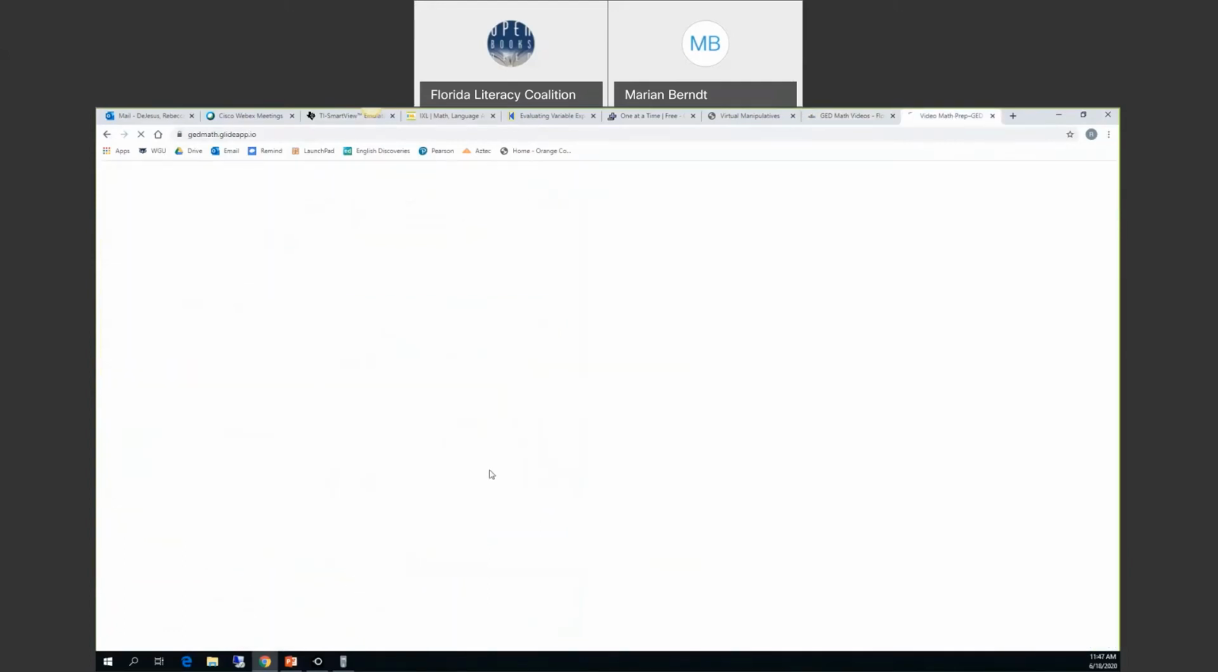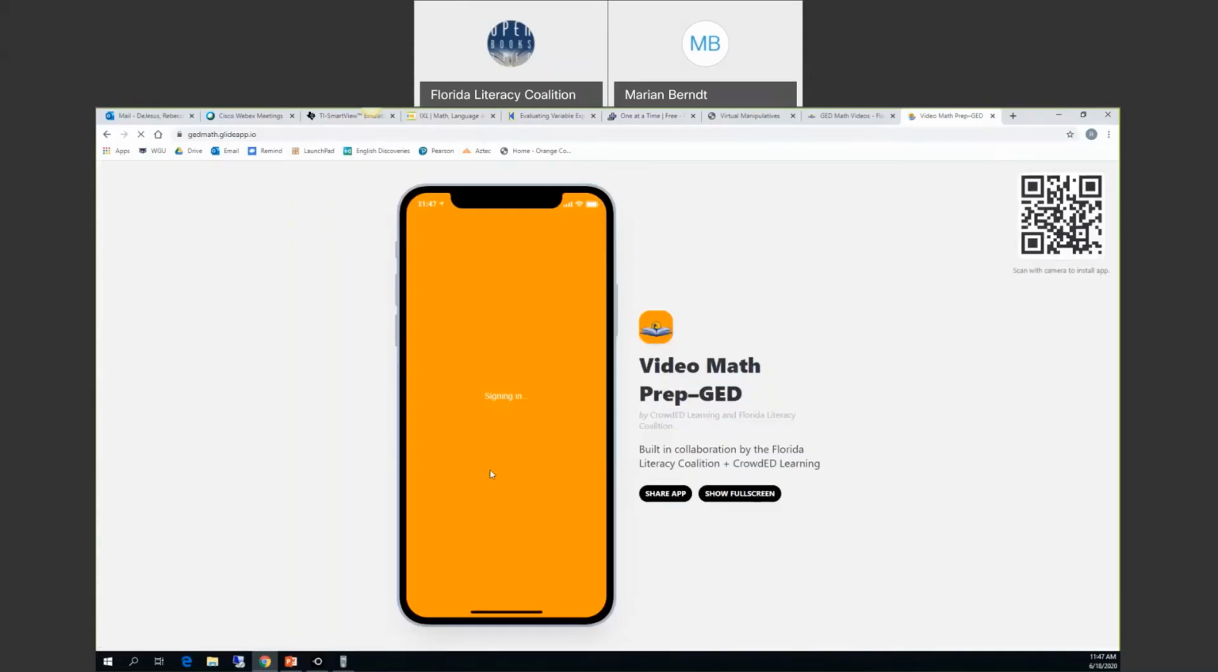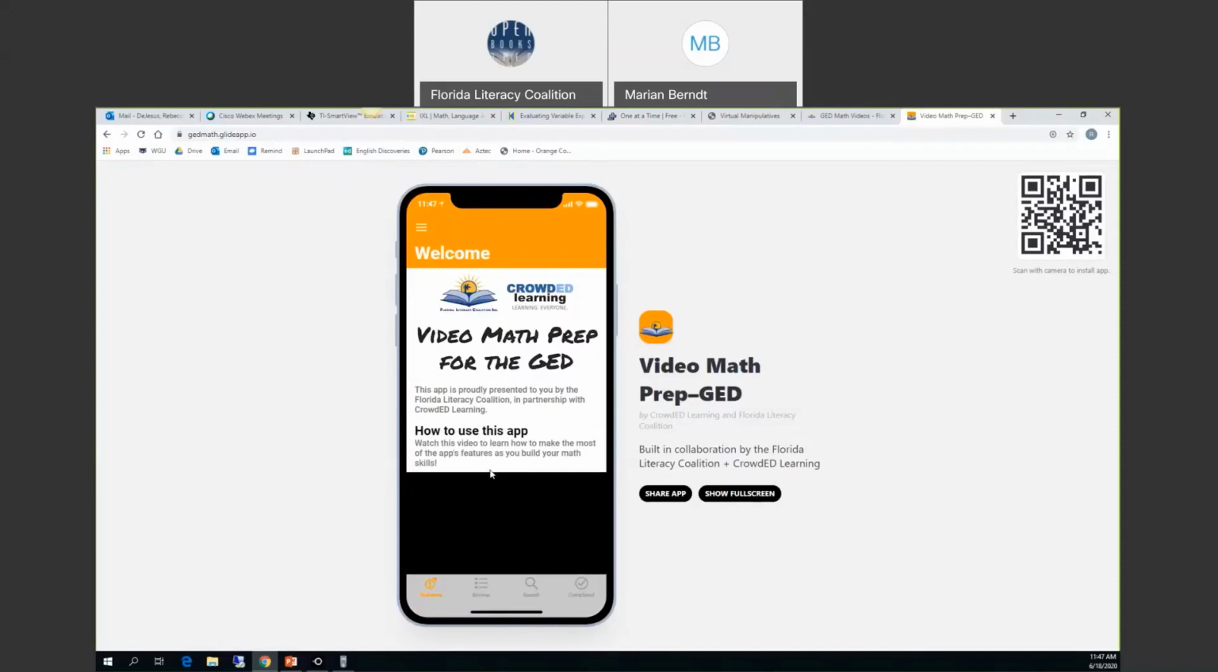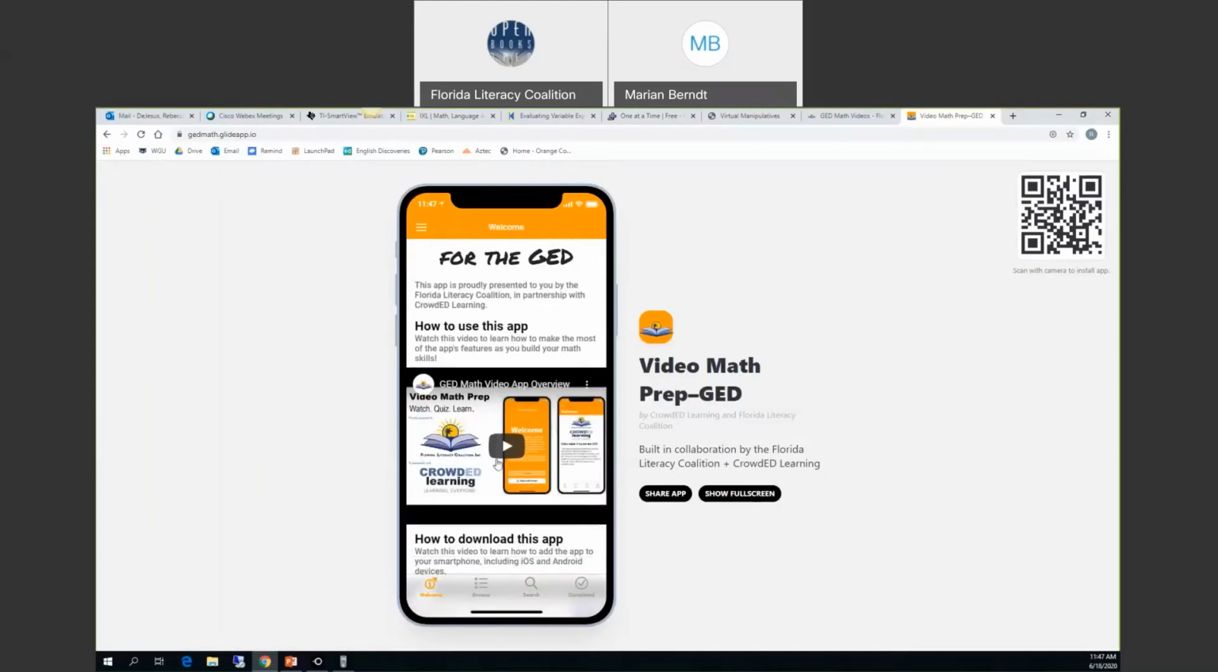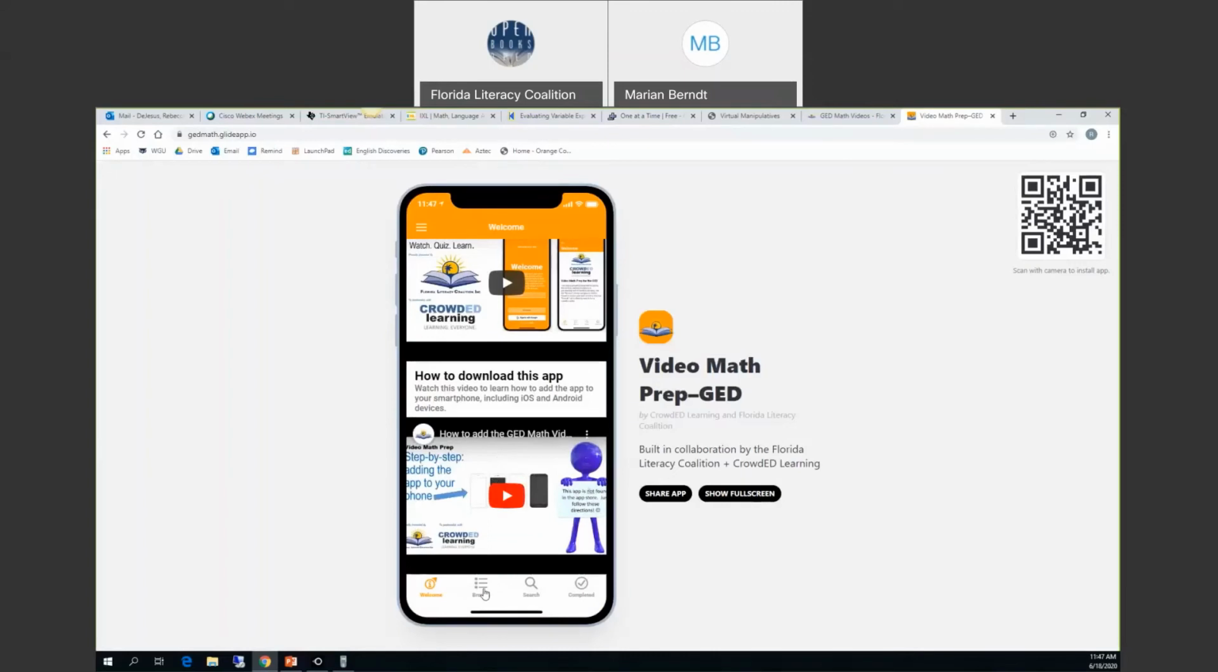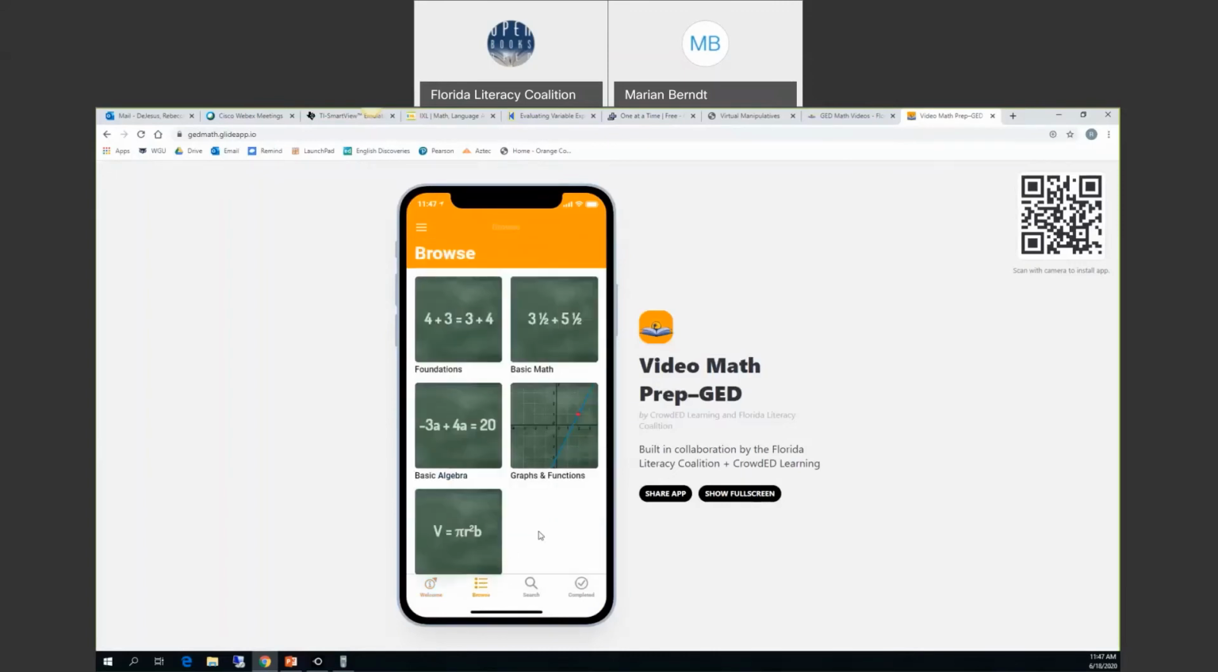So anyway, that website led us to develop this app, and this was a really awesome collaboration between Crowded Learning and Florida Literacy Coalition, and I was lucky enough to be able to work on this project. This is the same thing in an app version, because we know students do not have computers at home.